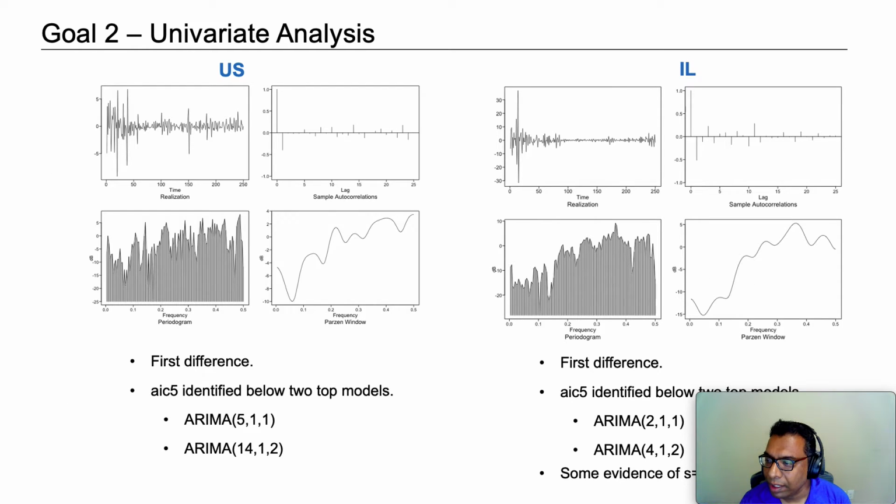Now on to univariate analysis. We first differenced the data, and for US, AIC5 identified ARIMA 511 and ARIMA 1412 as the top two models. For Illinois, AIC5 identified ARIMA 211 and ARIMA 412 as the top two models. We also see a seasonality of order 11, which we will explore.